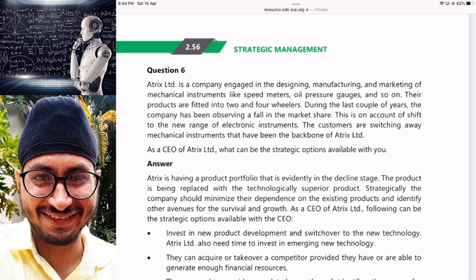Number one, sir. I can buy new technology and start manufacturing here. I can invest in new technology, start manufacturing electronic parts, or enter into some other business where investment is very less, or slowly over a period of time, next 3 years, 4 years, 5 years, slowly stop manufacturing mechanical parts and slowly start manufacturing electronic parts. Or one more option I have, purchase an existing company which is manufacturing electronic parts. How many options, sir? Three options.